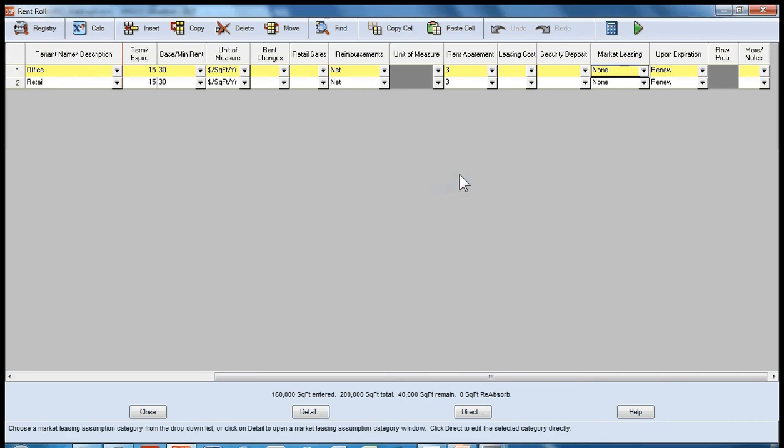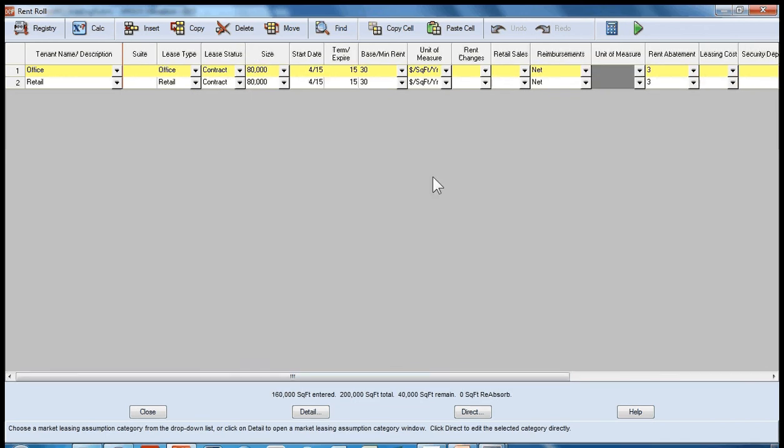With this specific example, if you remember, we've set 160,000 square feet as area that has been rented with an additional 40,000 square feet remaining. So I'm going to go ahead and set up one more tenant that is going to occupy this additional 40,000. If you remember, our holding period for this property is 10 years.